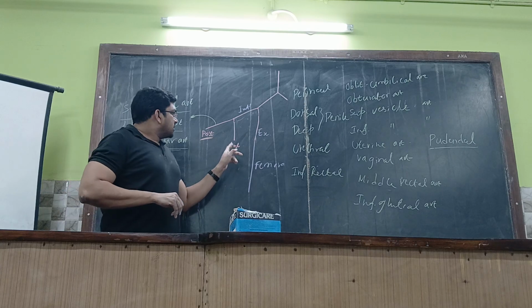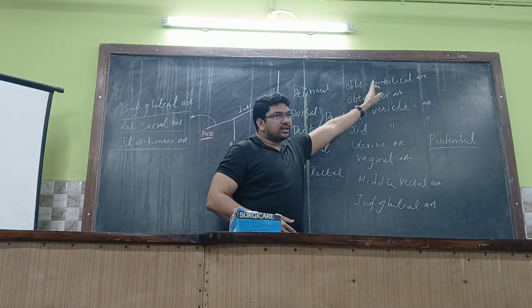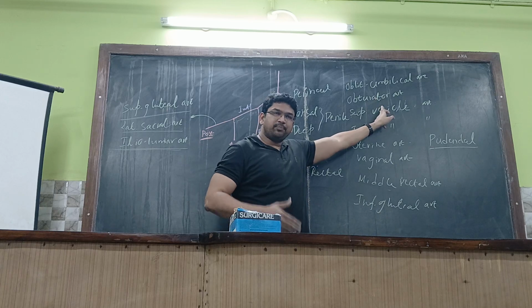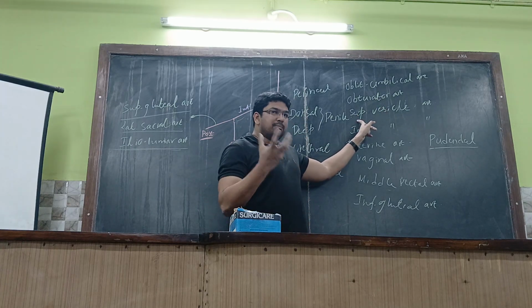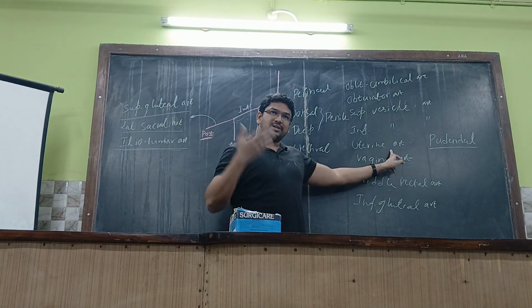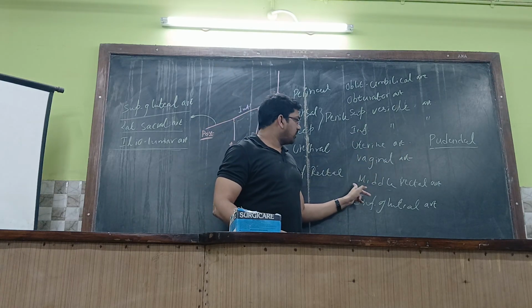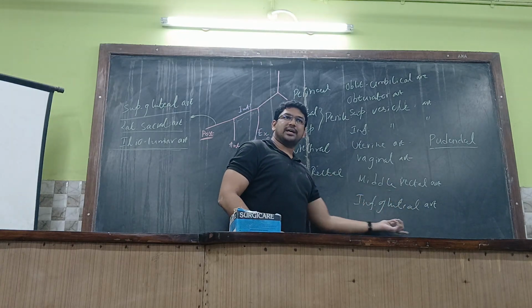Getting it? So these branches are, first of all, anterior to lateral aspect, the obliterated umbilical artery, then followed by the obturator artery. From anterior to posterior direction, what are the viscera? First of all, the bladder, with the superior vesical artery and inferior vesical artery, and then followed by the uterine artery and vaginal artery over here, and then followed by the middle rectal artery, and then followed by the inferior gluteal artery over here.